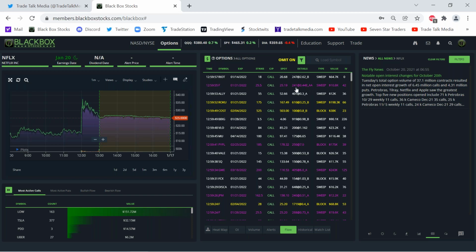Now, something like this is an above the ask sweep, so that shows urgency, but it's for $10,800. So even though it's above the ask and sweep, we are not going to follow that. Yes, above the ask is urgent. Yes, sweep is urgent, but $10,800, remember, these are people with hundreds of millions of dollars. If they're putting on a $10,000 trade, that is not a high conviction trade.